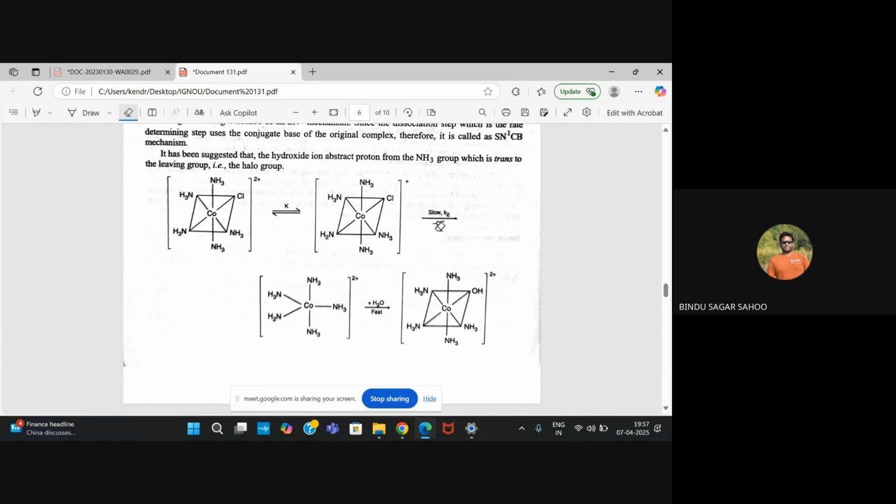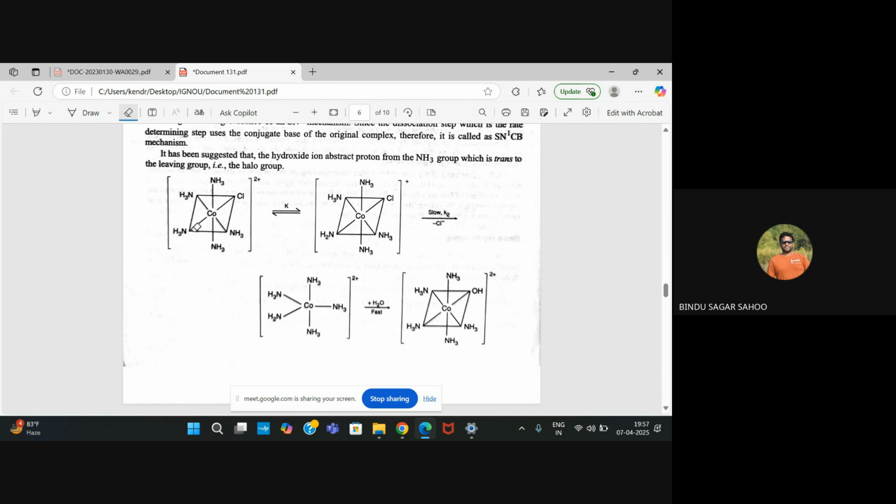Okay, and in the third step, this NH2 complex, the third step is the slowest step. There will be removal of the leaving group. Chlorine removal occurs and it will form a pentacoordinated complex. So you can see here, out of all five ammine ligands, it will abstract the proton from the amine which is in the trans position or anti-periplanar position to the leaving group.